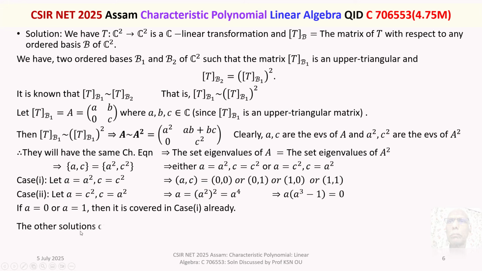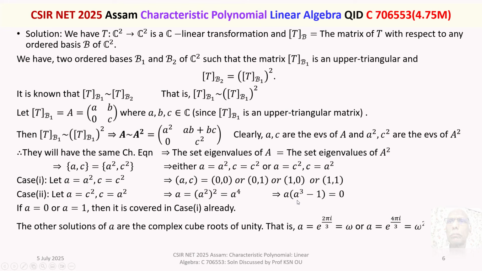So the other solutions of a from here, the real solutions have gone. So they are the complex cube roots of unity. That is a equals e to the power of 2 pi by 3, it is omega. And a equals e to the power of 4 pi by 3, that is omega square, or sometimes we write omega bar. So the ordered pair (a, c) can be (omega, omega square) or (omega square, omega). We continue in the next slide.